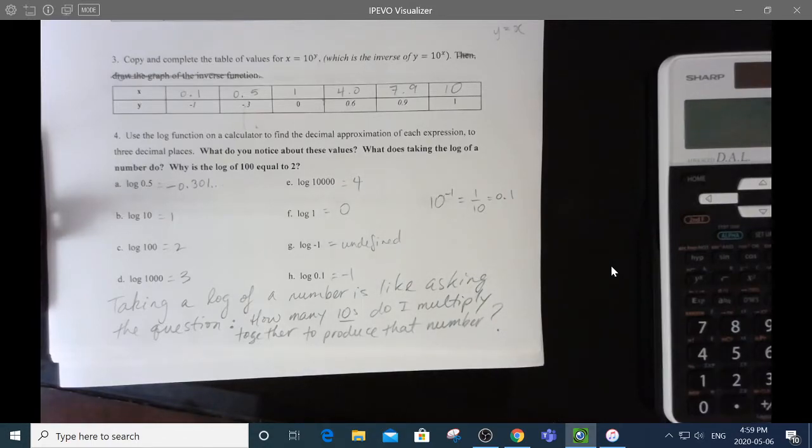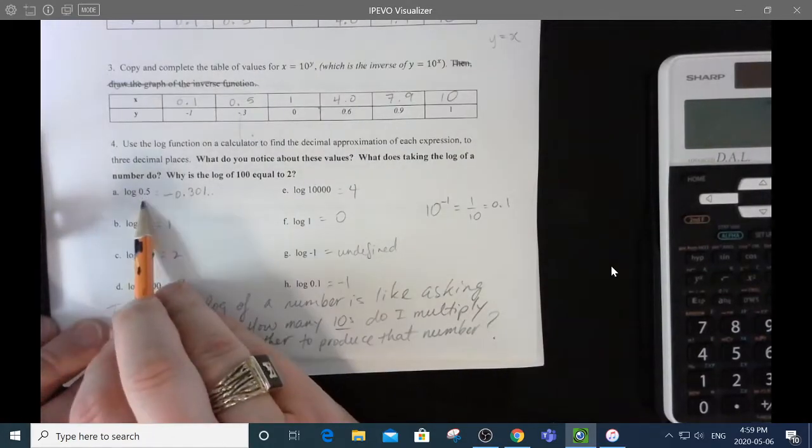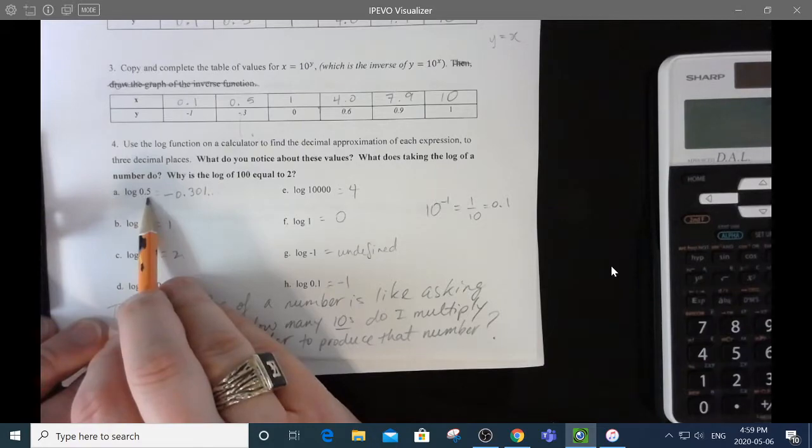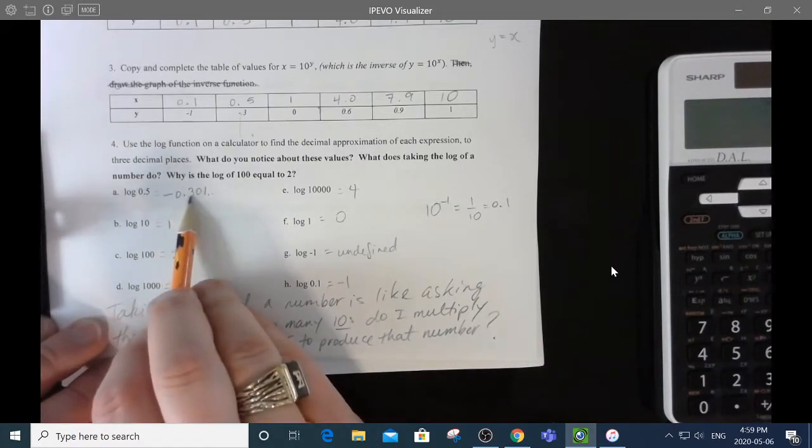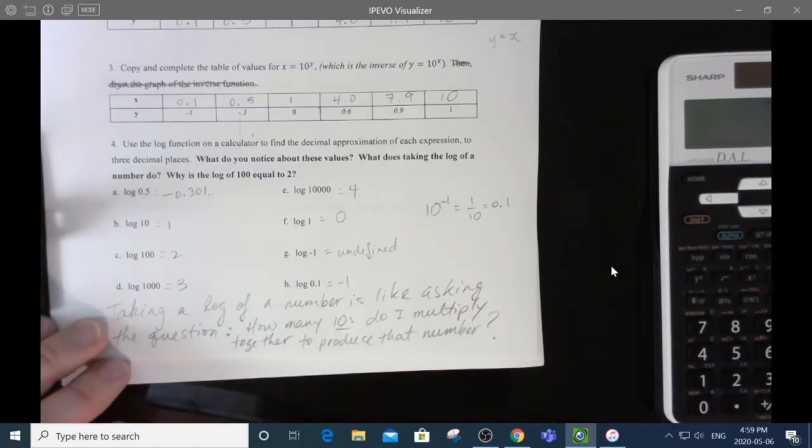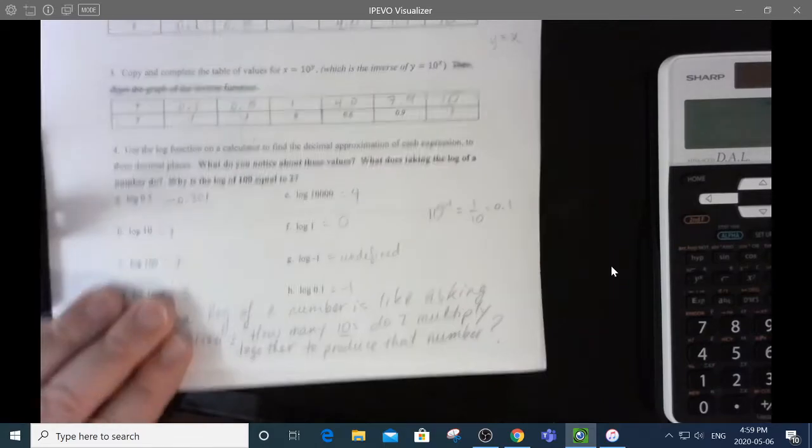They're opposite operations. Okay. Oh, that kind of explains this guy too, right? 10 times itself 0 times is still 1. So I need 10 times itself a negative amount of times to get to a 0.5. Interesting. Okay.